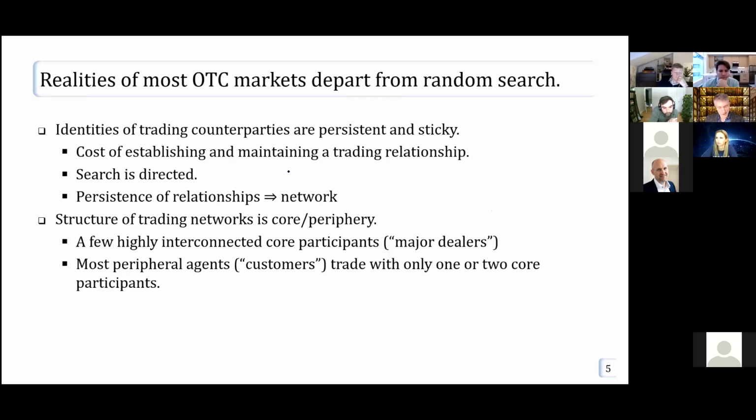Now, in applying this model to the OTC markets that we observe, it becomes apparent that many markets depart somewhat from the random search idea. So if two trading counterparties trade, usually their relationships persist. It's not random from one interaction to the next. And these identities and these relationships tend to be sticky. There's a reason for this. It's costly to establish a trading relationship and keep it going.